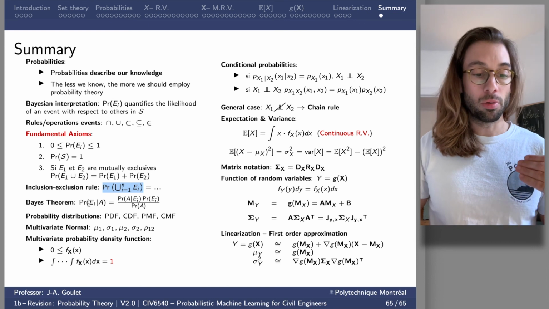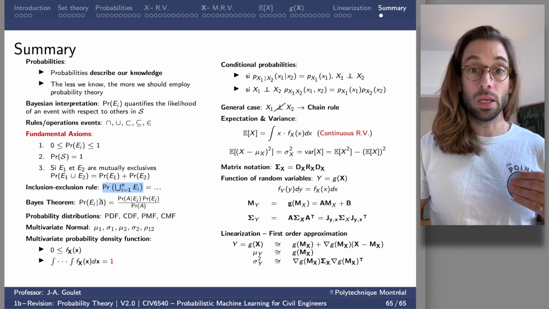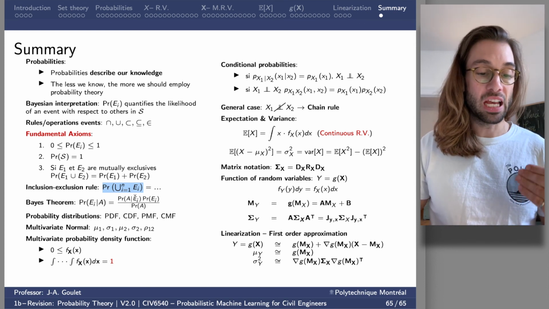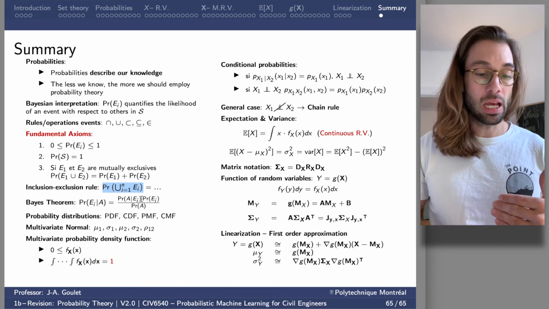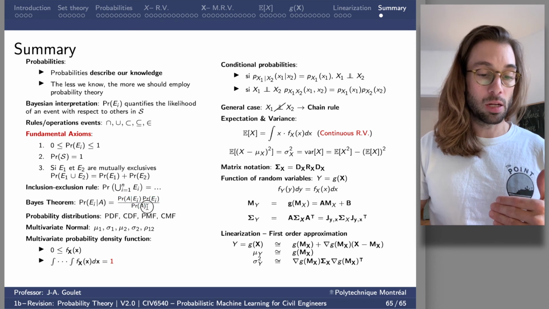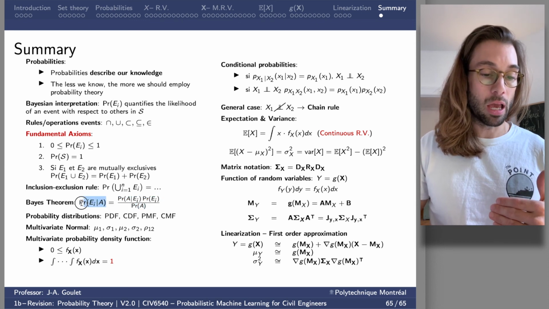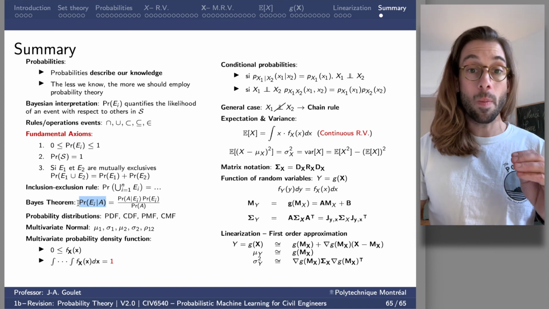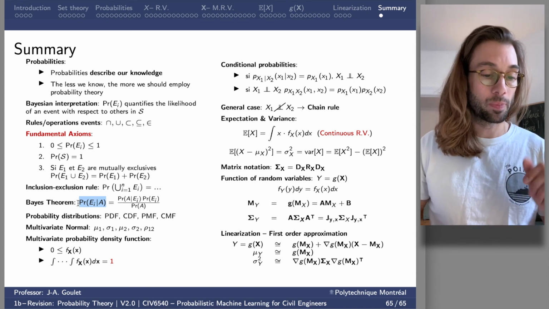If I want to quantify the probability of E1 given A, it is going to be re-expressed as the probability of A given E1 times the probability of E1 divided by the probability of A. So this is going to be my likelihood, this is going to be my prior, this is going to be my evidence, and this is going to be my posterior, okay? We're going to come back to this in great detail in module 3.